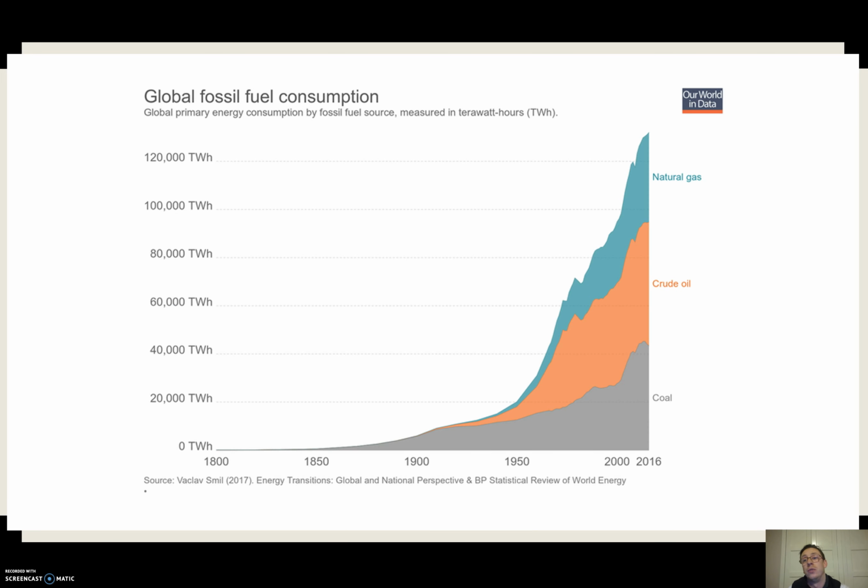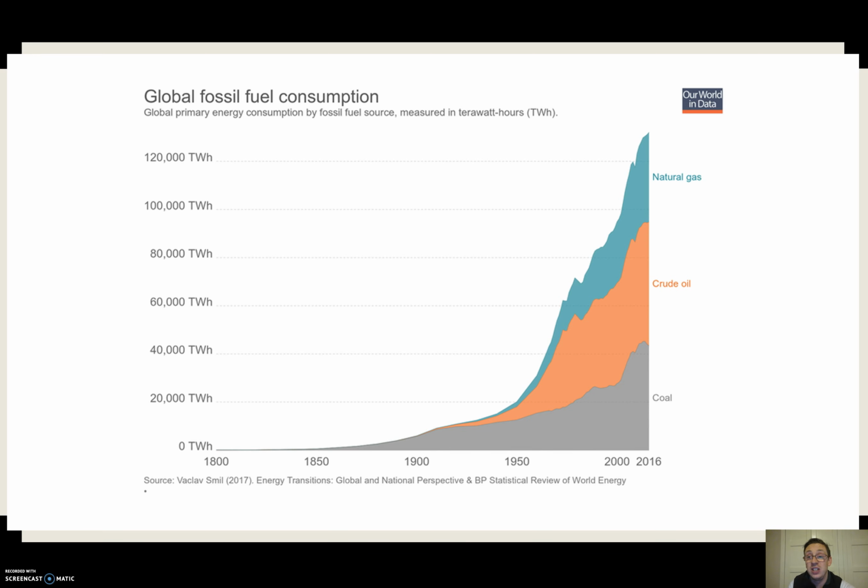Now, first, fossil fuels. What we're looking at here is rates of consumption. Just purely to make the point, as we go from the 1800s to 2016, which is where this graph ends, you can see that the amount of fossil fuel usage has increased in an absolutely incredible way. And we're not terribly worried at this point what particular variety of fossil fuel we're using.